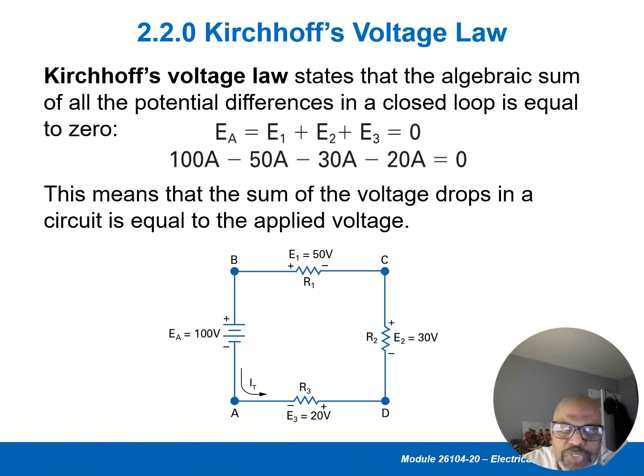Okay, Kirchhoff's voltage law states that the algebraic sum of all the potential differences. Remember, the potential difference is the difference of the power coming in and leaving the power source. So the algebraic sum of all the potential differences in a closed loop is equal to 0. Again, we can take each one of these and know the total voltage will equal the voltage at each one of these. It will always equal 0.